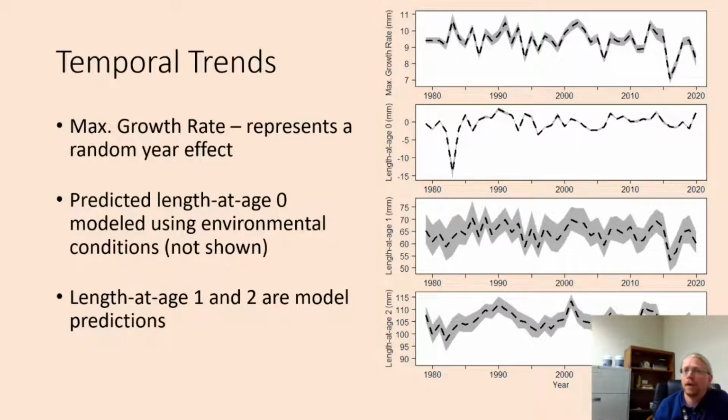So taking a step down to age 1, length at age 1 and length at age 2, we see similar trends that we saw before, where we have pretty high variability from year to year, but consistent growth patterns over time.